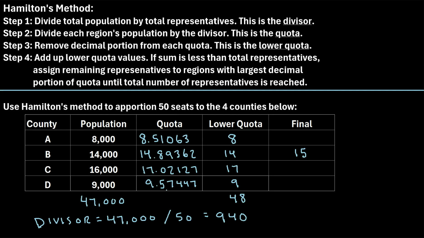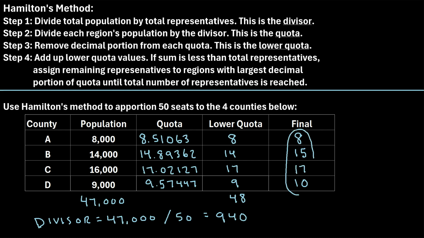The next largest decimal would be right here, the 0.57447. So we can go ahead and add 1 to county D as well. Instead of 9, their final is going to be 10. And then A and C don't change. So A will have 8 and C will have 17.